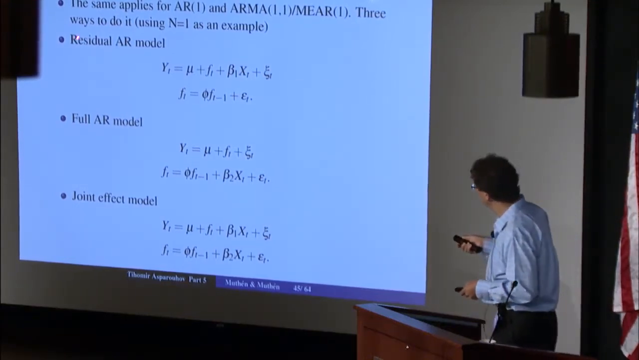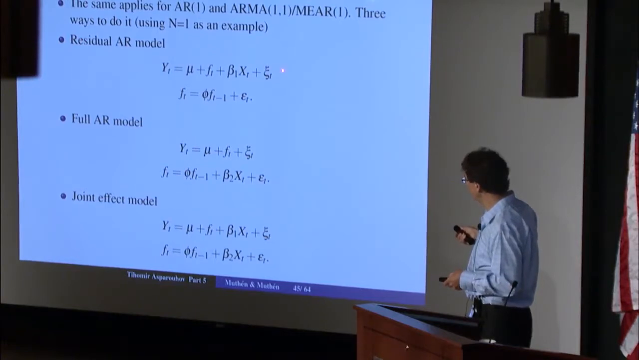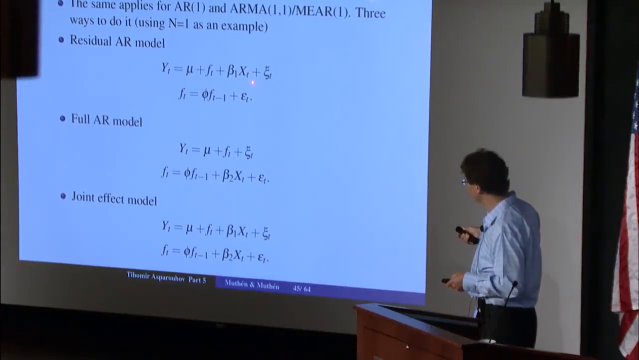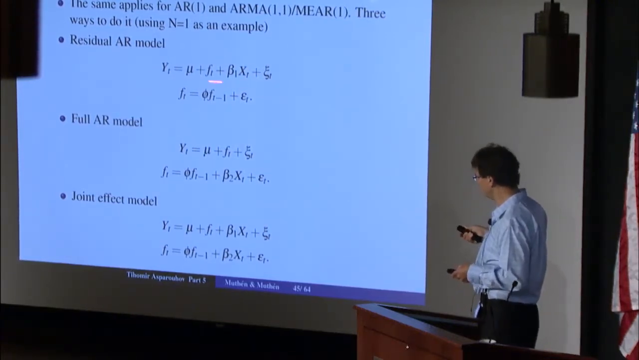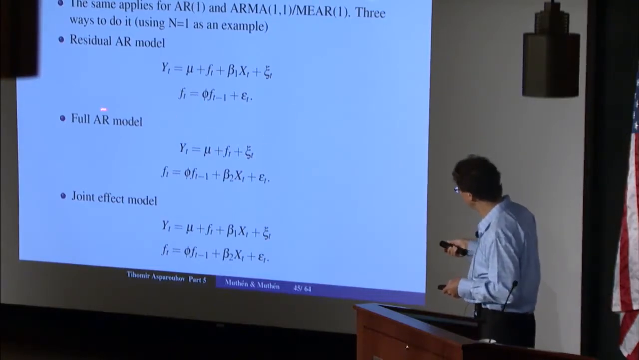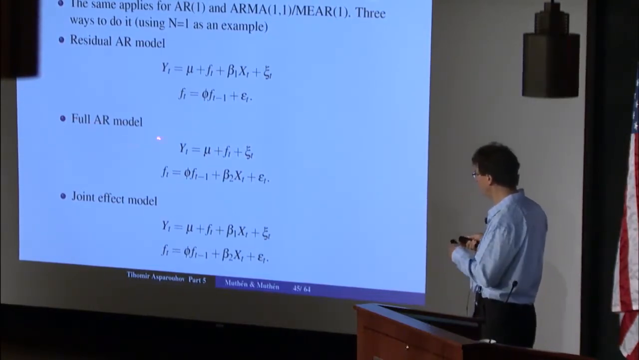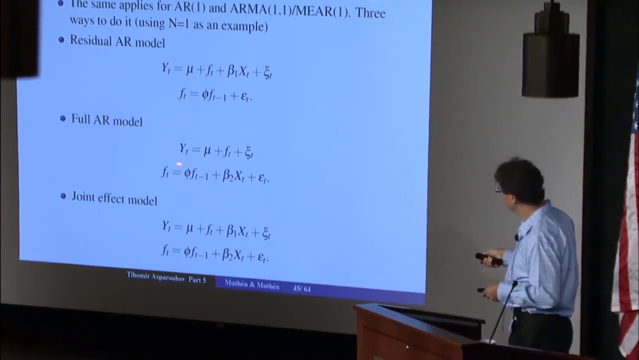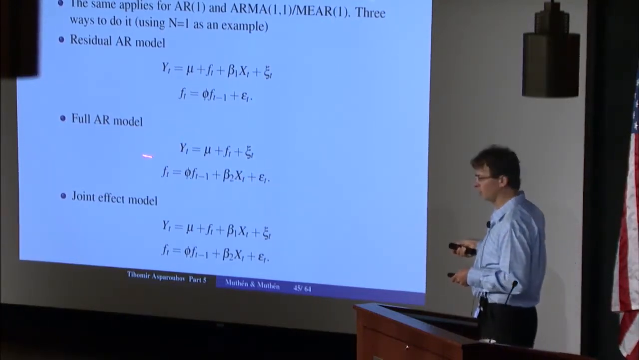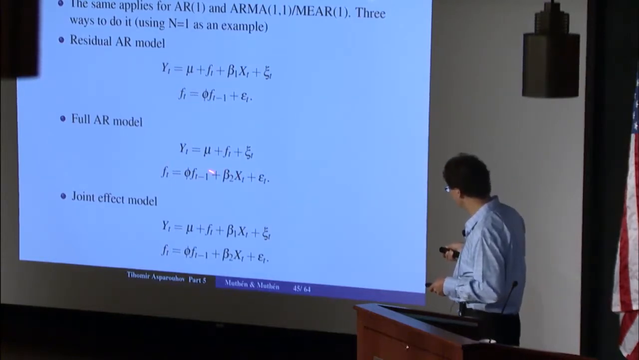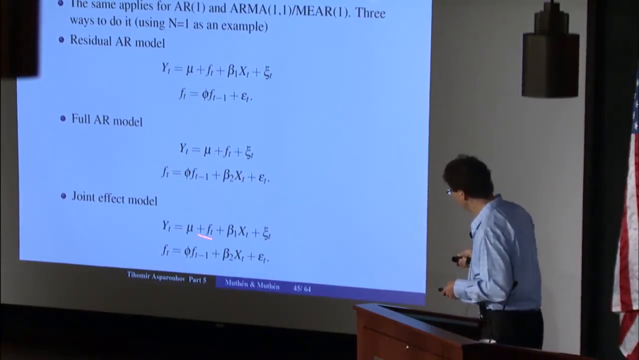So here is what we call the residual AR model. Without this term, it was basically just a MAR-1 model. You have the observed variable measuring a factor, and then the factor has an autoregressive equation, which is the MAR-1 model. Now we are adding a covariate in the first equation, outside of the autoregressive process. The second model is called the full AR model, where we add the covariate in the autoregressive portion of the model. You can see it's in the second equation. Or you can do both.